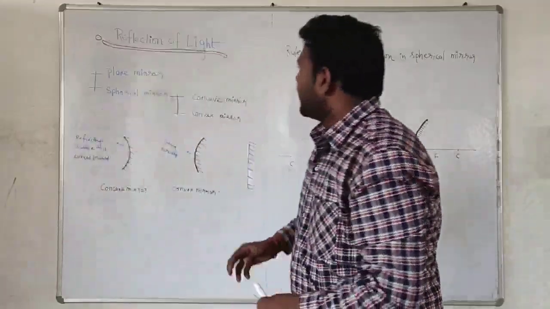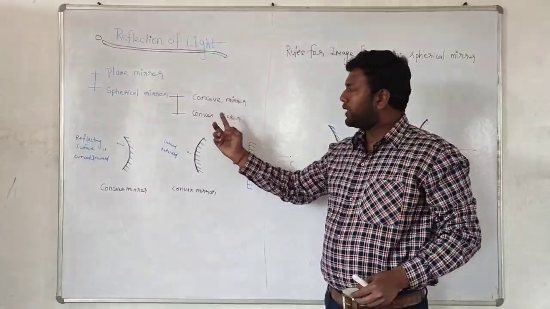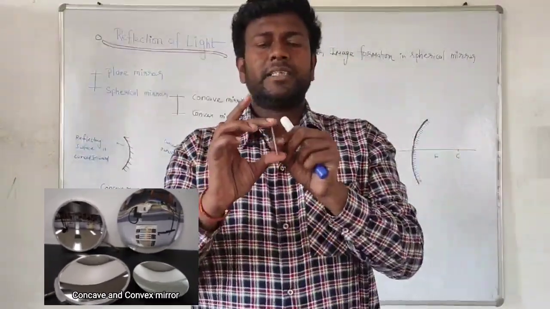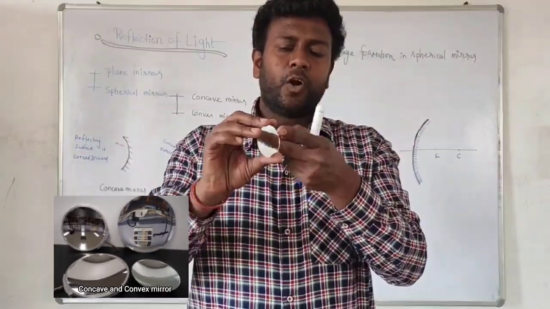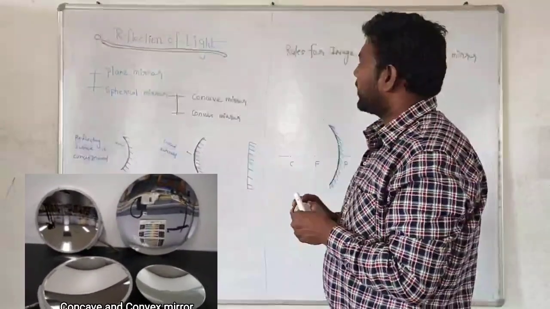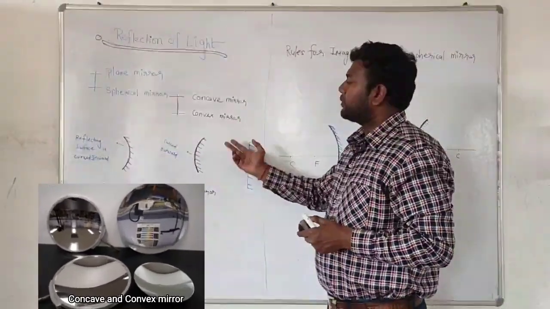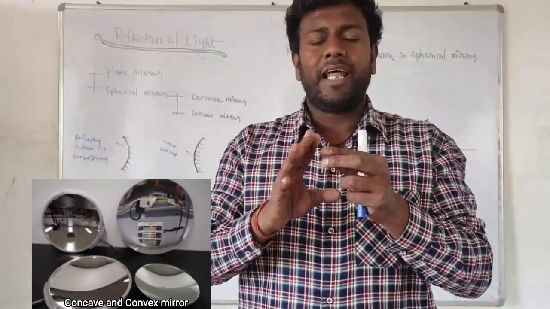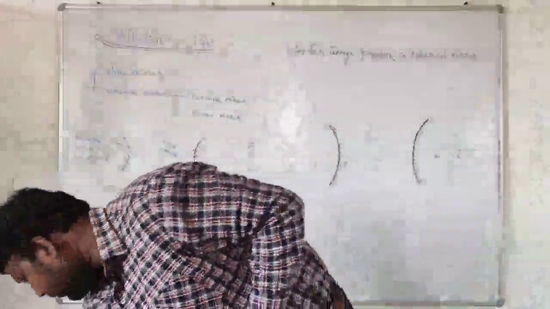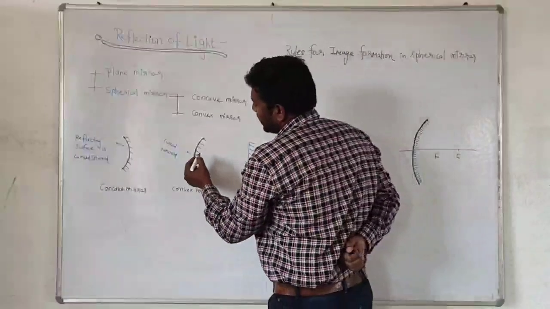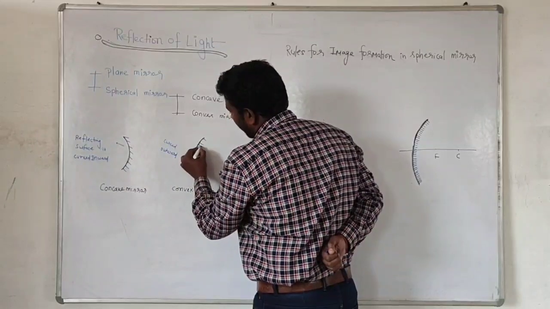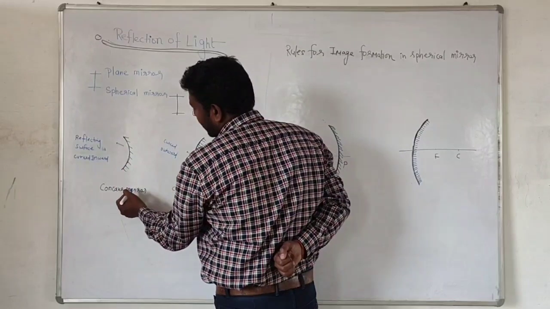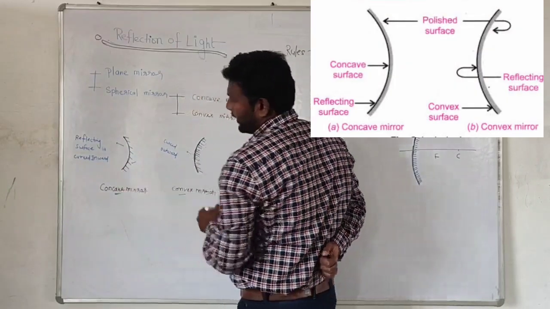Spherical mirrors are of two types. One is known as concave mirror and the other is convex mirror. This is known as a spherical mirror. This mirror is known as a concave mirror because it is curved inward, and a convex mirror is curved outward. It means one side is reflecting and the other side is polished. Here is a very important point. If the polished surface is on the concave side, it becomes a convex mirror. If the polished surface is on the convex side, it becomes a concave mirror.